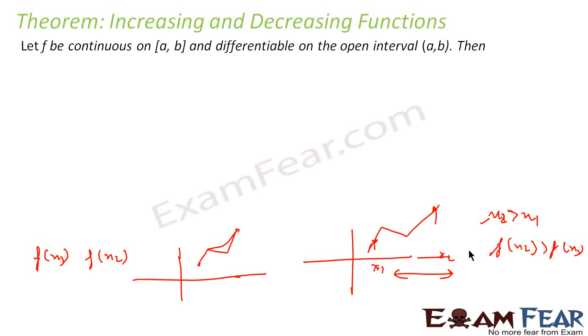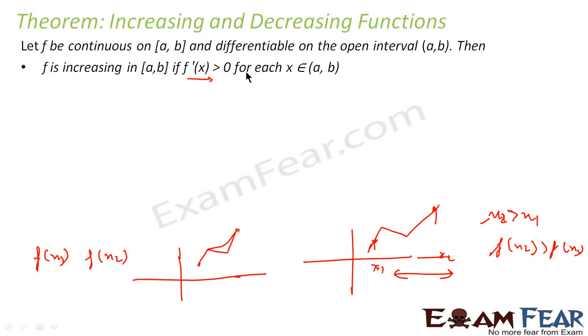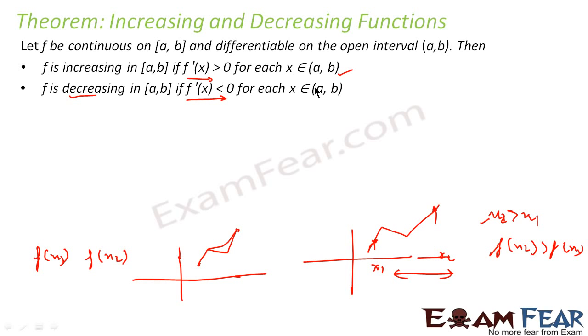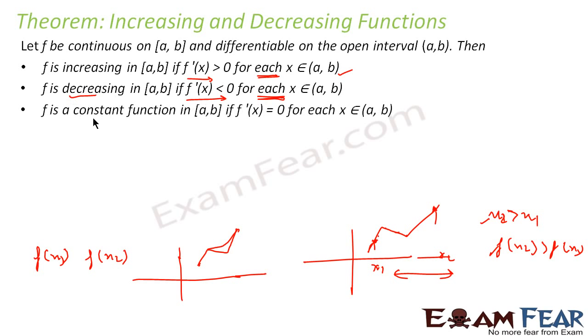It says that if f is a continuous function on [a, b] and differentiable on the open interval (a, b), then f is increasing in this interval if f dash x is greater than 0 for each x that is a member of (a, b). Also, f is a decreasing function if f dash x is less than 0 for each x that is a member of (a, b). Please note, for each and every value of x here I have to prove that. Also, f is a constant function if f dash x is 0 for each value of x in (a, b).